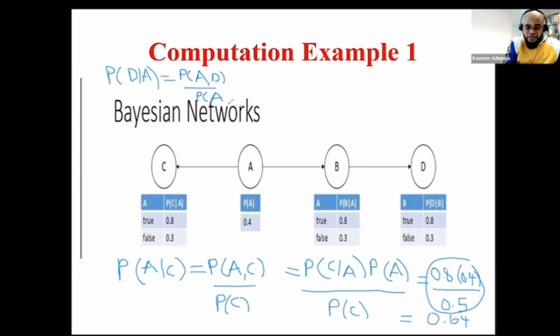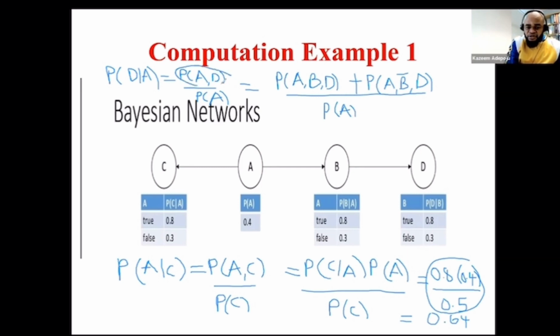And you know what? Between D and A, there exists B, right? So I'm going to rewrite the numerator as the probability of A, comma B, comma D, plus the probability of A, comma B complement, then D, everything divided by the probability of A. Which is more or less me focusing on AD using the idea of total probability.